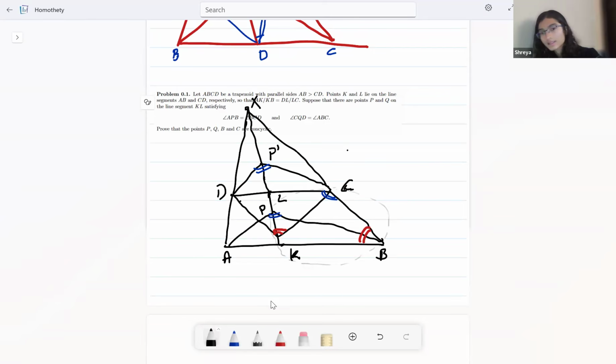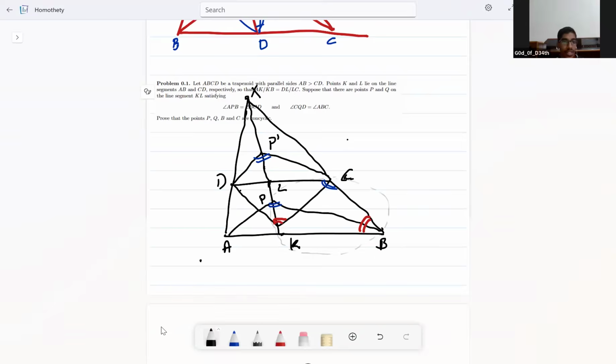Do you see any cyclicity? We can change angles using these parallel lines. P dash DKC is concyclic. Exactly. Yes. And also draw point Q for simplicity. Oh, point Q. Oh, I've not labeled it. That is true.